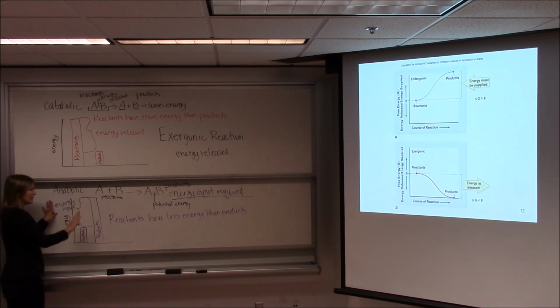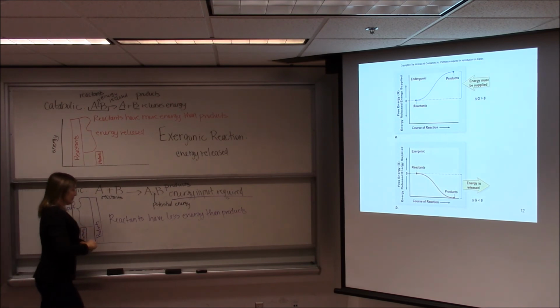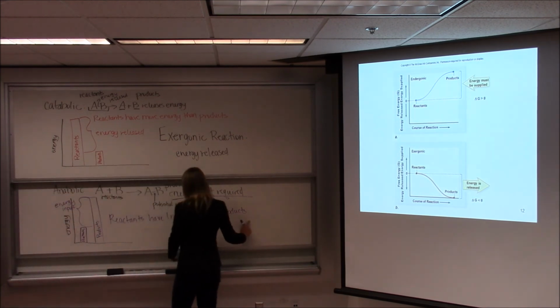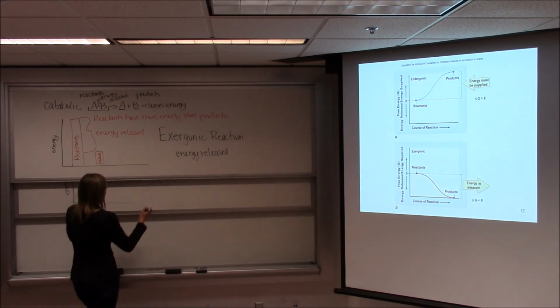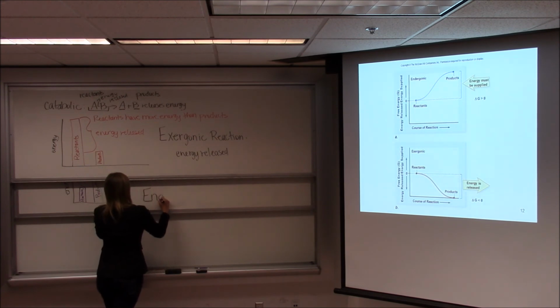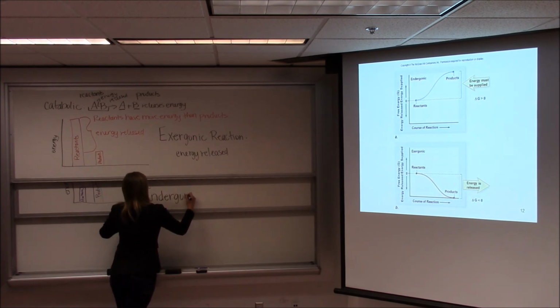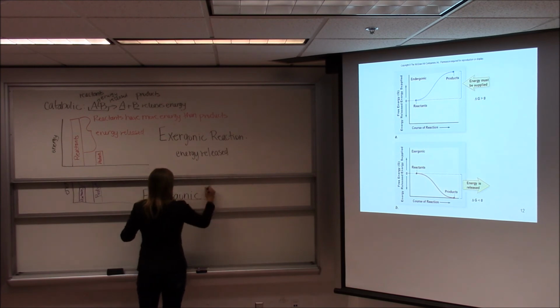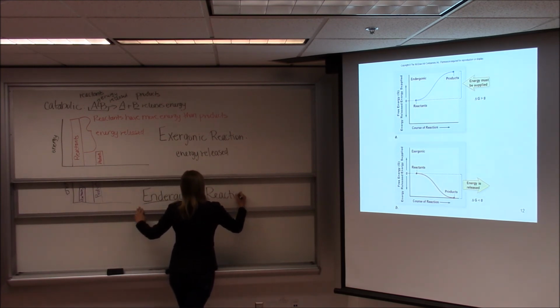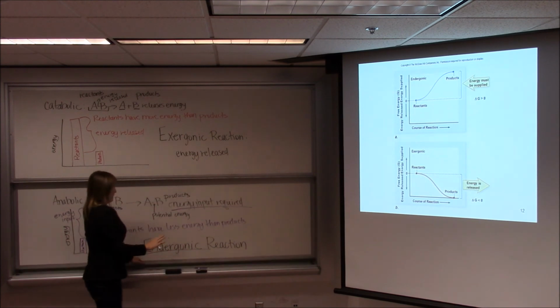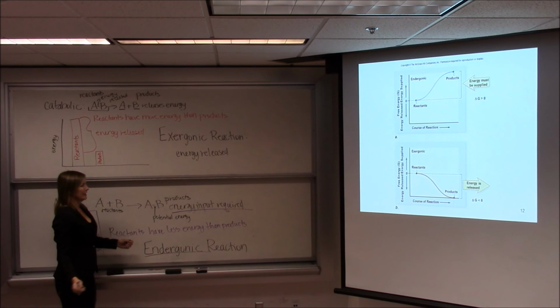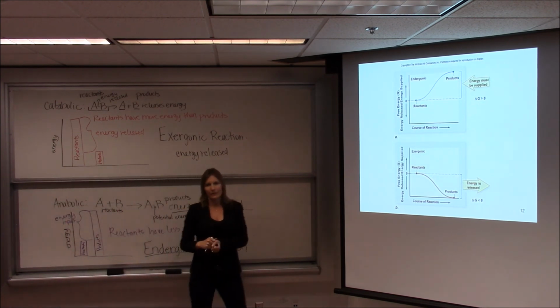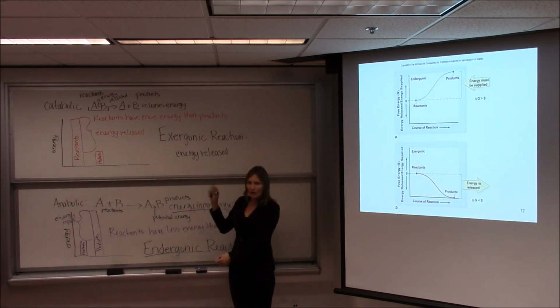Same thing for energy. When energy input is required, because the products have more energy, that is called an endergonic reaction. So exergonic and endergonic. So all of this story goes together. Anabolic, endergonic, energy input required. Reactants have less energy than the products. These are very important terms to understand.